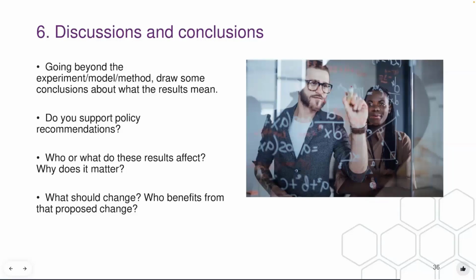So, you're sort of asking yourself, well, what sort of picture are my results forming? Do my findings support any policy recommendations? So is the research indicating that there might be some potential changes that we could make? And then we have who or what do these results affect, and why does it matter, and what should change? And if it should change, who benefits from those proposed changes?